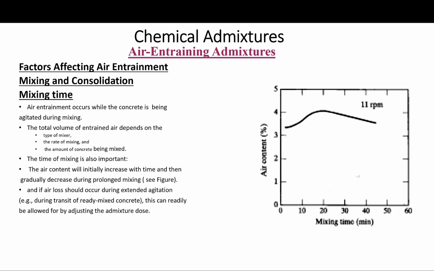So we talked about the effect of the material. Let's talk about the mixing and consolidation. Let's look at the mixing time. Air entrainment occurs while the concrete is being agitated during mixing. So the total volume of entrained air depends on the type of mixer, the rate of mixing and the amount of concrete being mixed. All those make a difference. Again, testing and trial batching. So the time of mixing is also important.